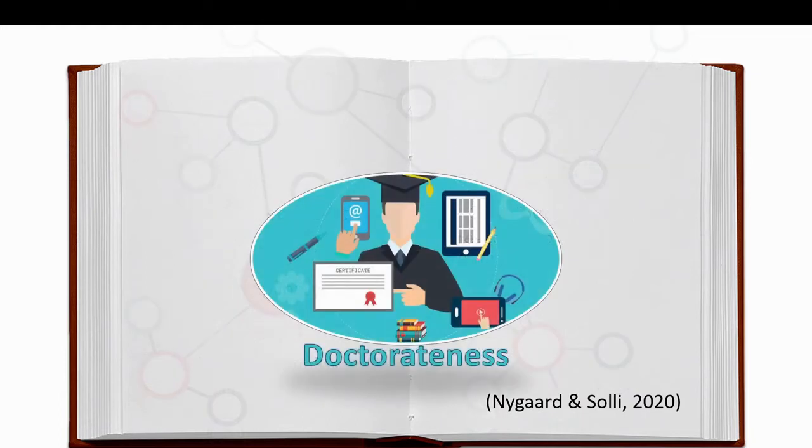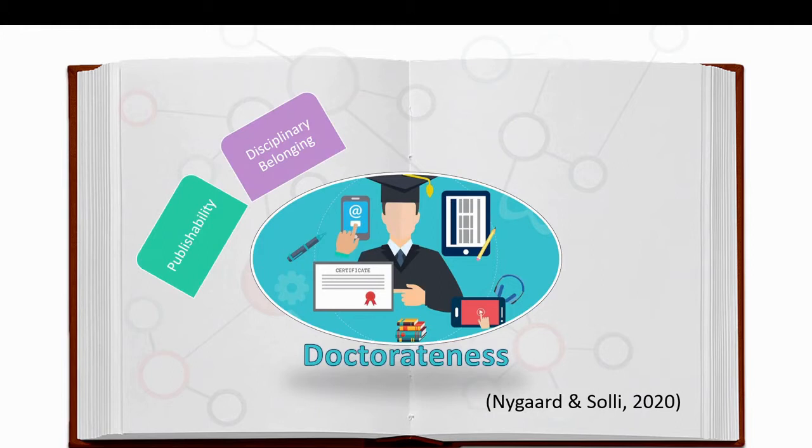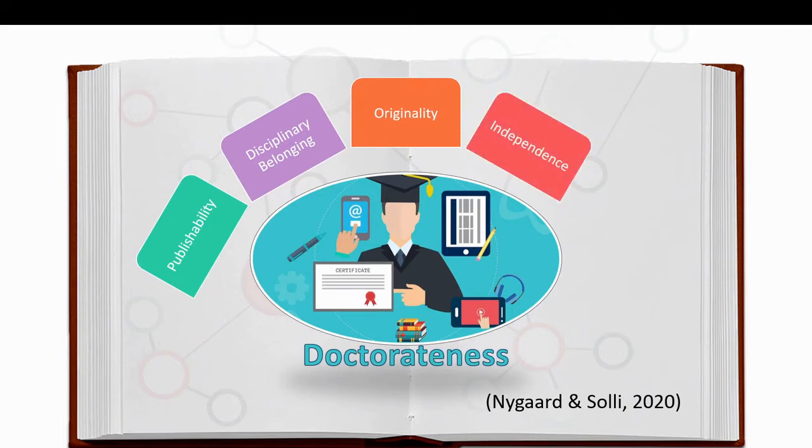According to Lynn and Kristen, doctorateness is demonstrated by 5 basic qualities that should be present within your Kappe. And these include research publishability, disciplinary belonging, producing research that is original, producing a research piece that is also independent, while being cohesive. It seems like demonstrating doctorateness is simple if we only consider those 5 qualities.